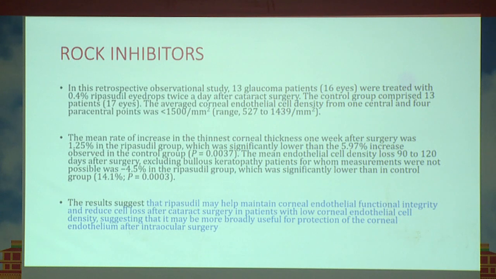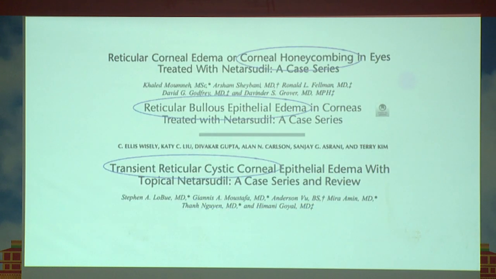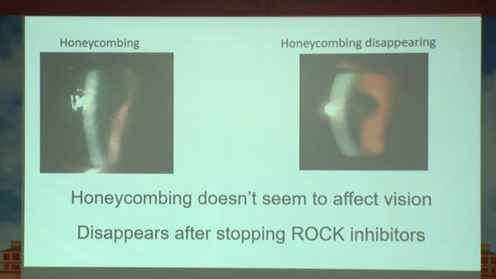So the result suggests that ripasudil may help maintain corneal endothelial function integrity and reduce cell loss after cataract surgery in patients with low corneal endothelial sensitivity, suggesting that it may be more broadly used for protection of corneal endothelium after cataract surgery. But when you're using these ROCK inhibitors, you have to consider corneal honeycombing. This is corneal honeycombing that happened with a ROCK inhibitor. But the good thing is that it doesn't seem to affect vision and it disappears after stopping ROCK inhibitors.